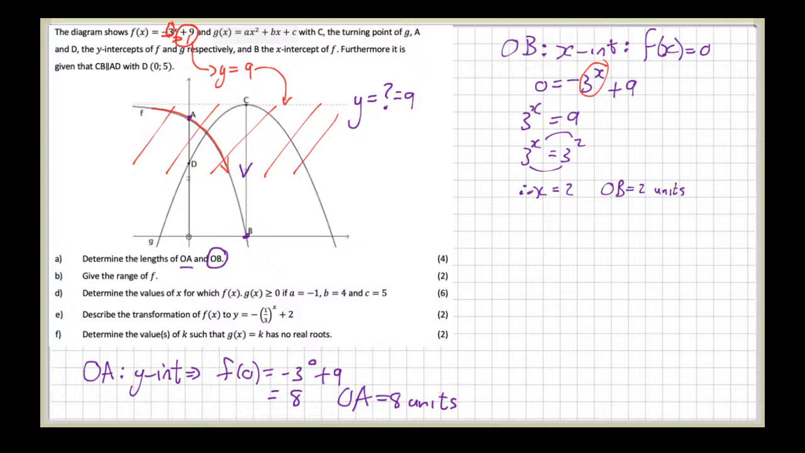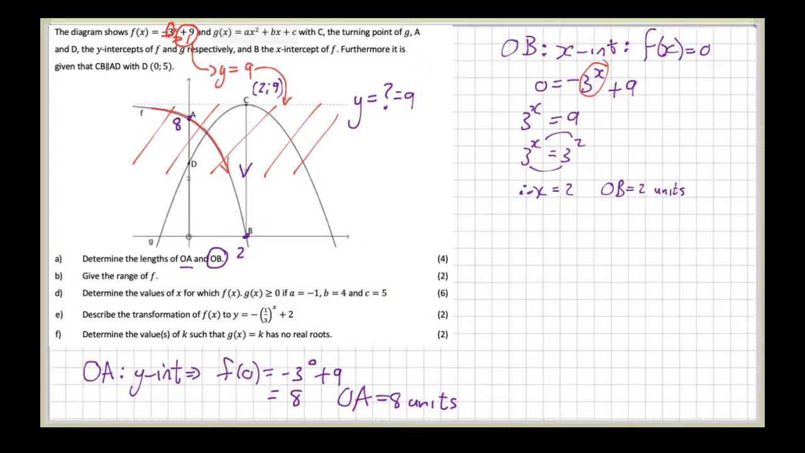Interestingly, ladies and gentlemen, let's go back to the sketch. A is at 8 and B is at 2. Oh my good golly gosh. I've got C's coordinates. X is 2, Y is 9.